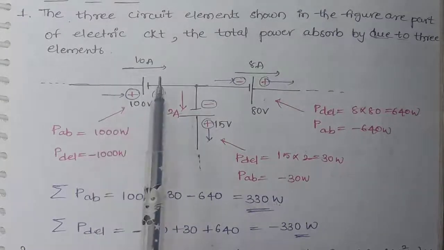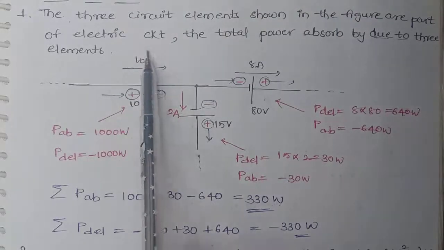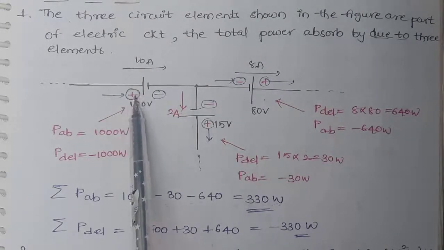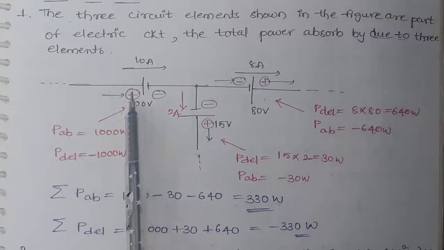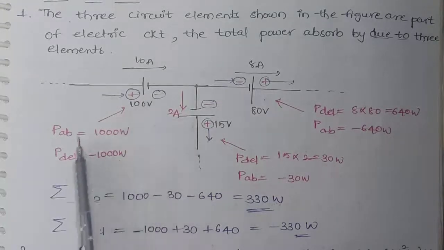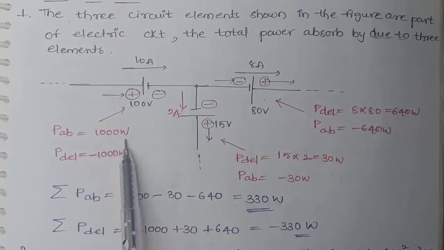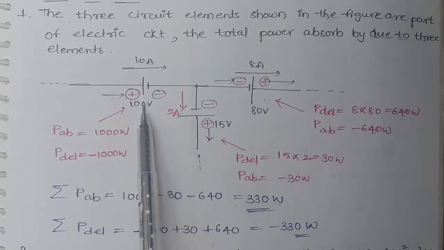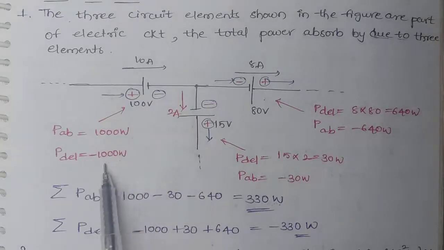Now look at this element. A 10 ampere current is entering from the positive terminal. That means this element is going to absorb power. That absorbed power will be 100 volts into 10 ampere, that is 1000 watts. This element is going to absorb 1000 watts, which means it is delivering minus 1000 watts.